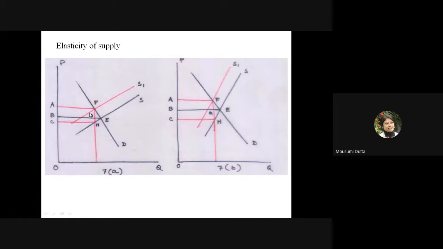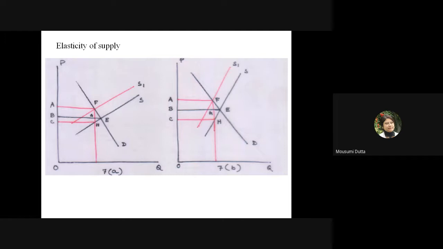Okay, and in this rectangle, a part is coming from the consumer surplus, that is given by AFGB, and another part is coming from the producer surplus, that is given by BGHC. And FEH consists of two triangles. The first part, FGE, is the loss in consumer surplus, whereas the triangle GEH is the loss in producer surplus.